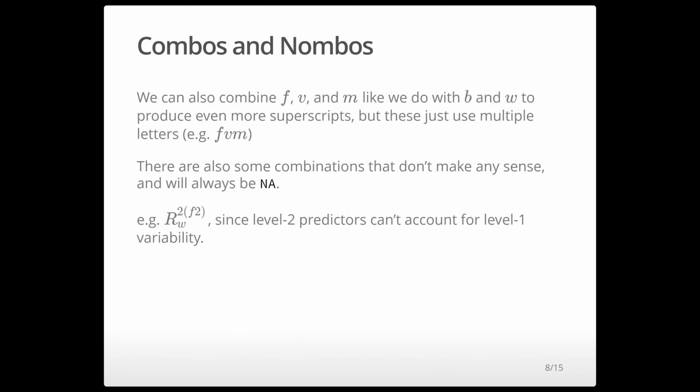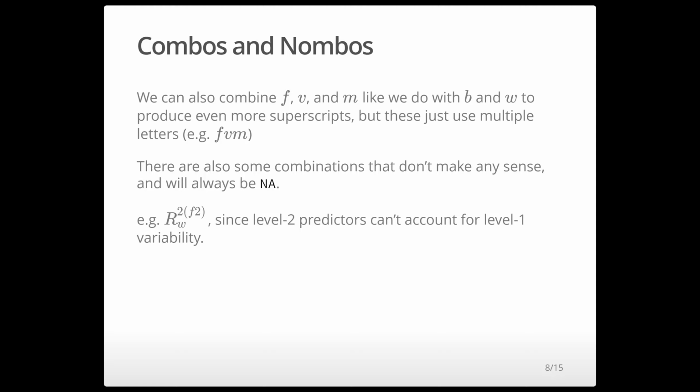We can also combine F, V, and M like we do with B and W. When we combine B and W, we get T, which is total. But when we combine F, V, and M, instead of creating new letters, we just string them together. So we can make FVM, which would mean that we're accounting for both level 1 and level 2 predictors, the variance in the slopes, and the variance in the intercepts.